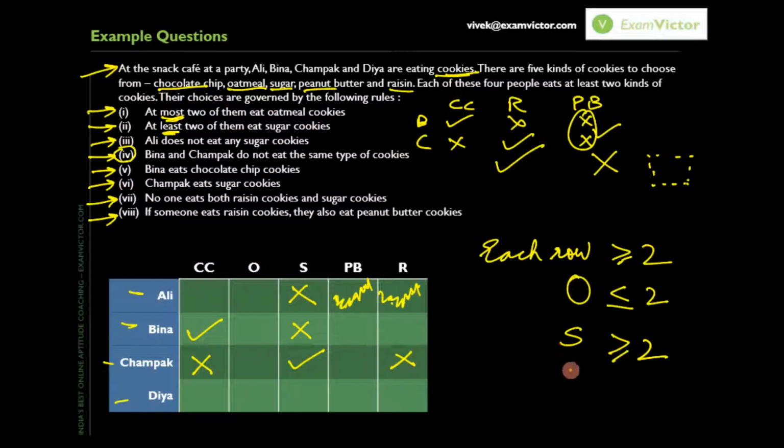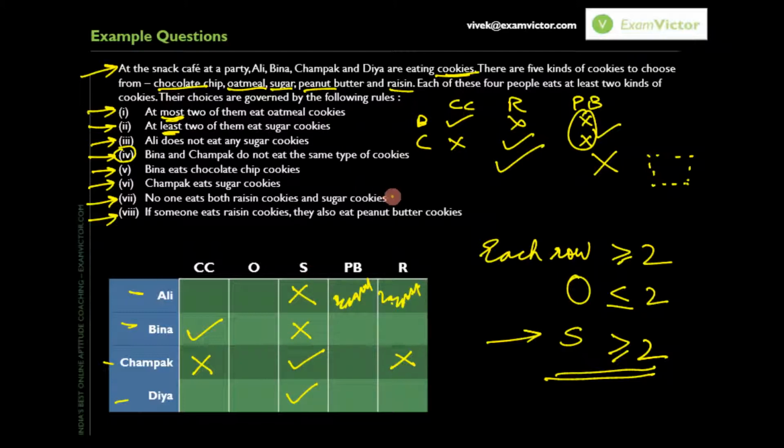You remember in the beginning we said that the number of ticks in each column, we had some rules for that, right? Let's look at this sugar one first. So we said the number of ticks in the sugar column should be greater than or equal to 2. From this point, at least 2 of them eat sugar cookies. Now, there are already crosses for Ali and Bina. So that means compulsorily there has to be a tick for Dia, because the number of ticks in this column has to be greater than or equal to 2, right?